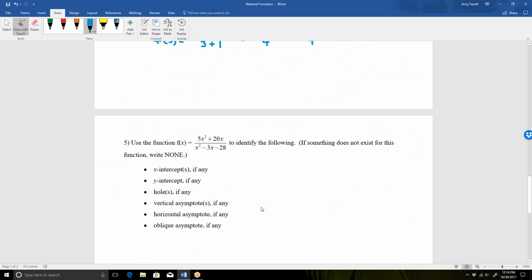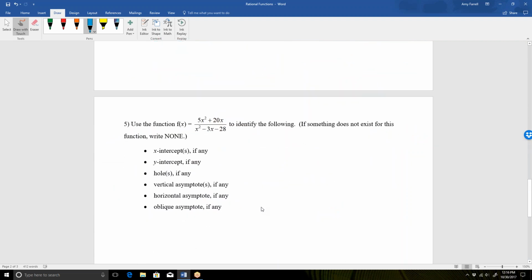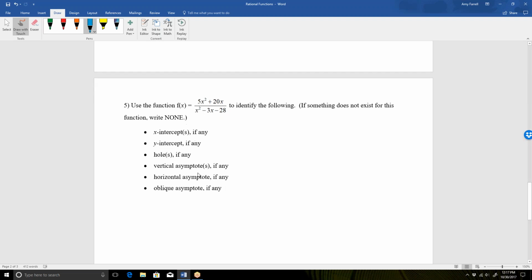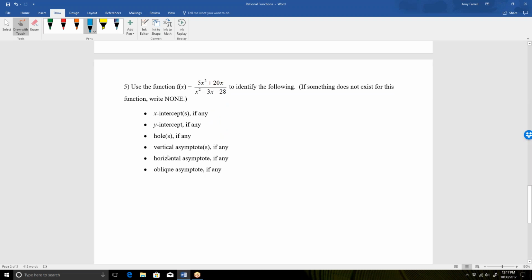Okay, one last example for this video. We're going to put this all together. At the very beginning of the video, we talked about how to find intercepts. Then we talked about how to find asymptotes, and then we just saw a hole. So perhaps this function will also have a hole. We're going to find these 6 items here, if they exist. Okay, so putting it all together.